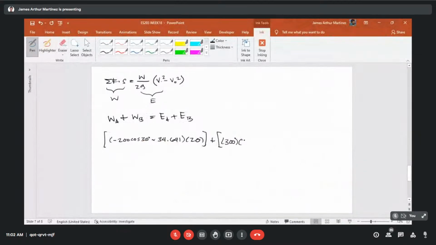So this is now 10 feet, equal to the kinetic energy on block A. We have the weight of block A divided by 2 times the gravity. So this is 200 divided by 2 times 32.2, multiplied by the velocities, final minus initial.